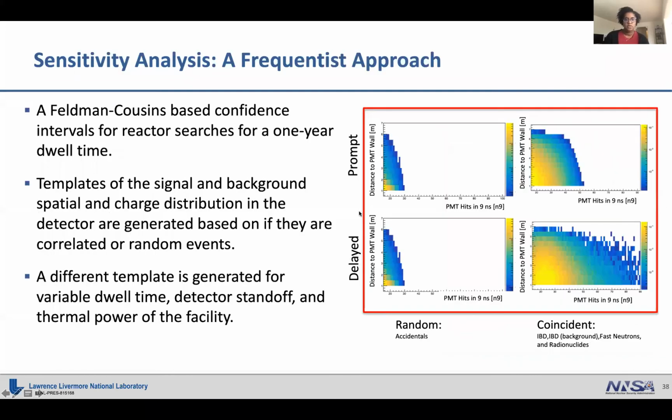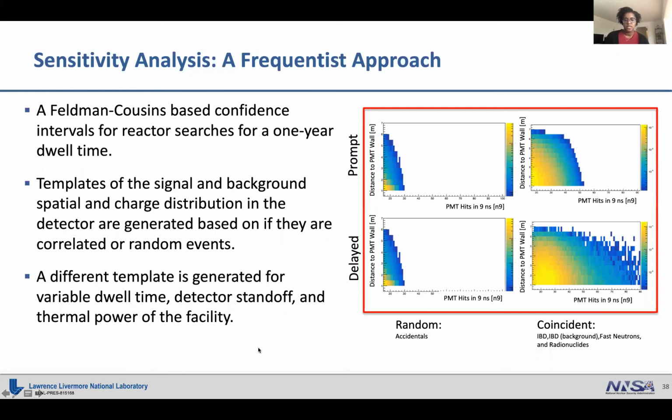So what we do to actually understand our sensitivity to different reactors is we develop these 2D distributions and use a Feldman-Cousins confidence interval approach to actually understand what is not going to look like our background, or what's not going to look like the signal that we expected to see. And so based off of the prompt and delayed events, we look at the PMT hit time as well as the location within our detector wall that we plan on seeing. So we do this for both our random and coincident backgrounds. And then based off of these templates that we generate, we make likelihood fits to different reactor dwell times, different detector standoffs, and different thermal powers of nuclear facilities.